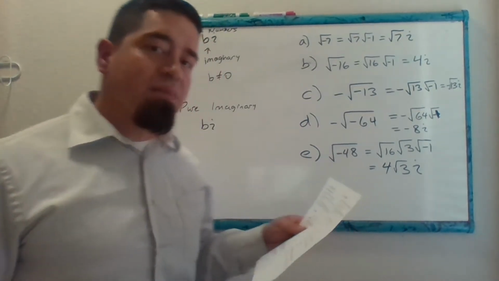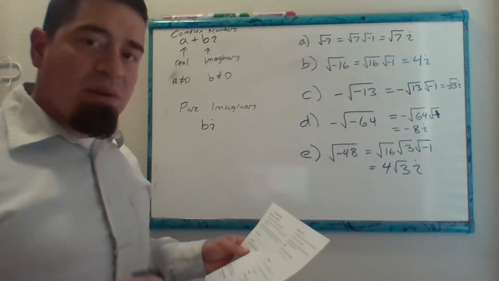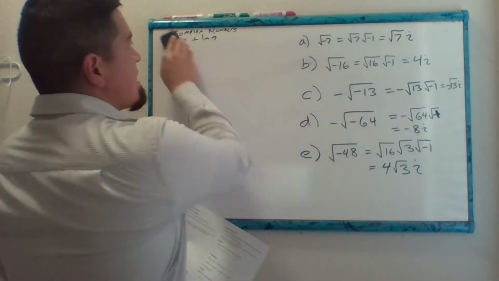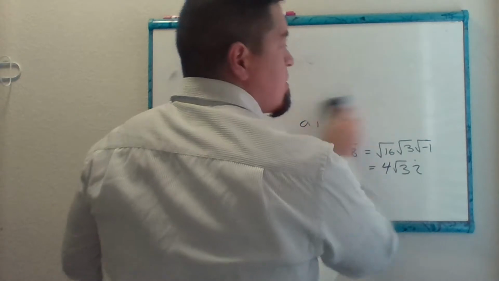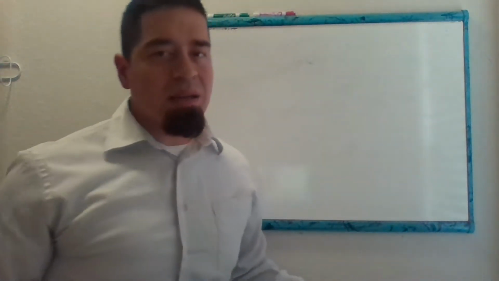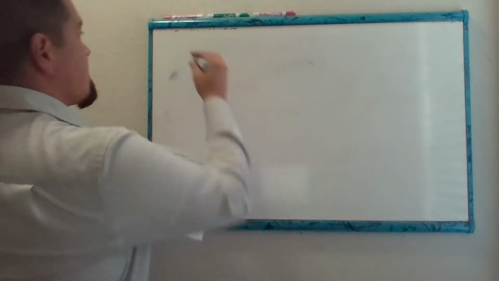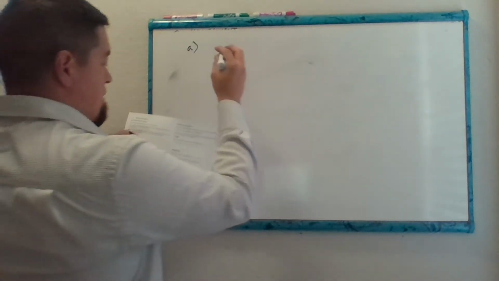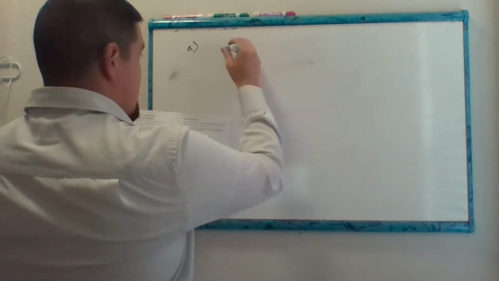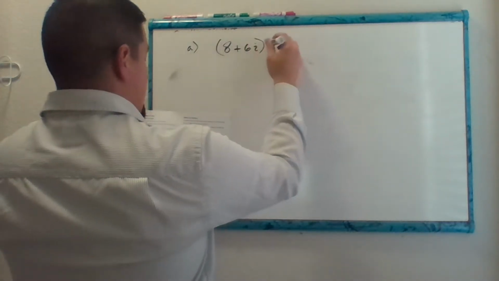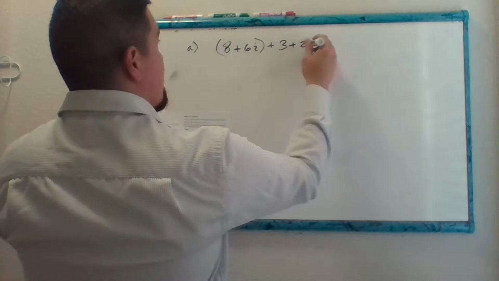Now that we talked about complex numbers, we're going to talk about how you can add and subtract complex numbers, which really has a lot to do with what you've done before, like combining like terms. It's not really too much different than that. But let's look at some examples. So you have an example there under the addition and subtraction. One of them says 8 plus 6i plus 3 plus 2i.